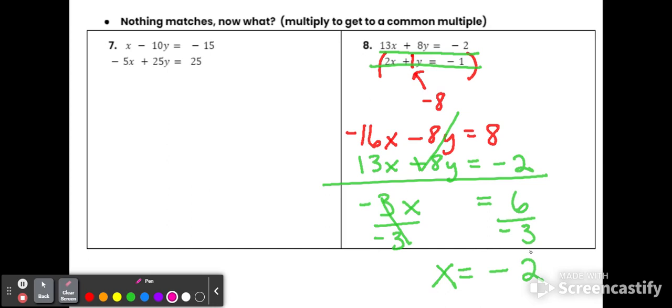Okay, then the last step, sub in our answer to get the other part of our answer. We have the x value is negative 2. Let's find the y. So we're going to sub this.